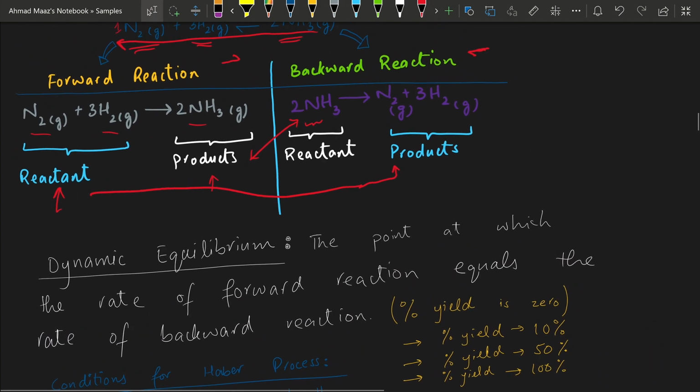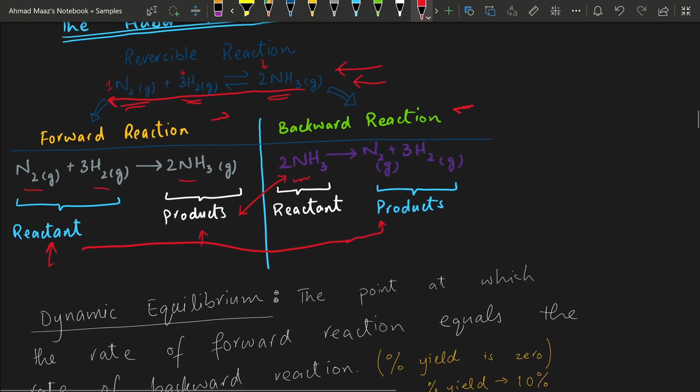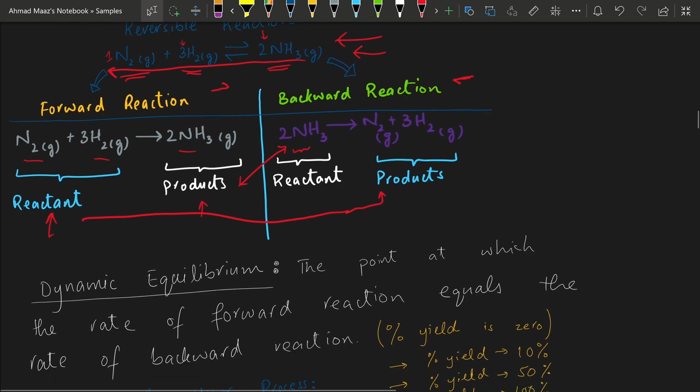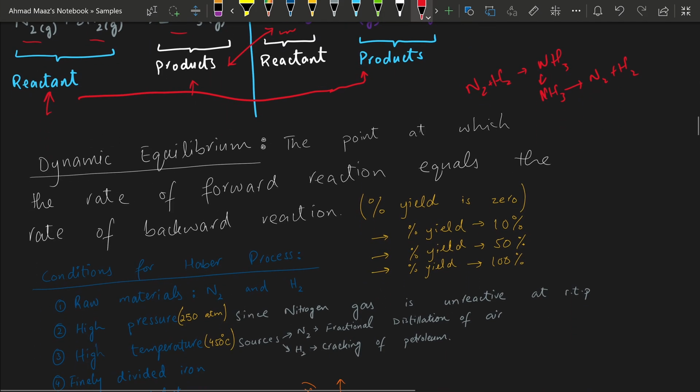Now, basically what is happening is nitrogen and hydrogen are reacting together to form ammonia gas, and ammonia is then decomposing back to nitrogen and hydrogen gas. Because this is a reversible reaction, both these reactions are taking place at the same time. Nitrogen and hydrogen are being converted into ammonia, and ammonia is continuously being decomposed into nitrogen and hydrogen gas.